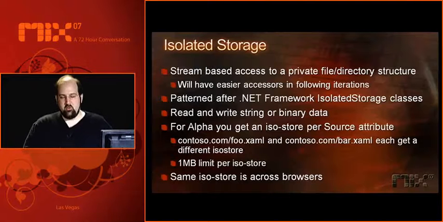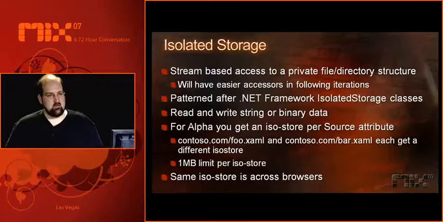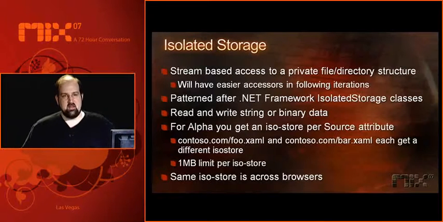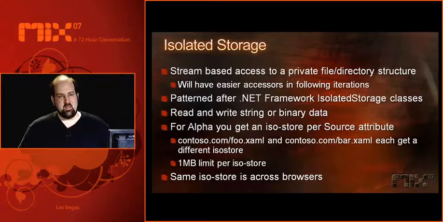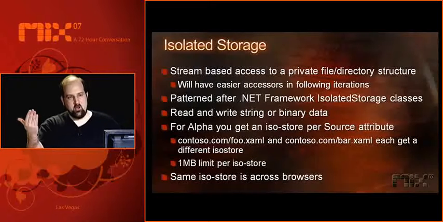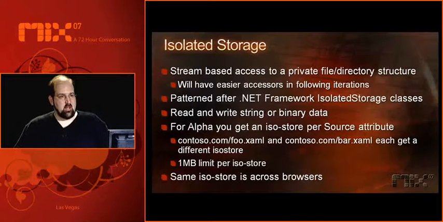So what can you do with IsoStore? Well, you can manipulate string data, you can manipulate binary data. Currently in the alpha, it's a hard-coded 1 megabyte limit, and the way the limit is computed right now is we use the application identity, and what I mean by that is the full URL to the XAML file that's actually being loaded inside of the Silverlight control.